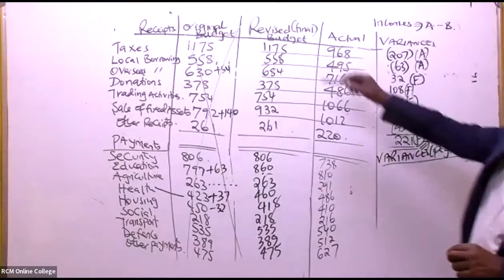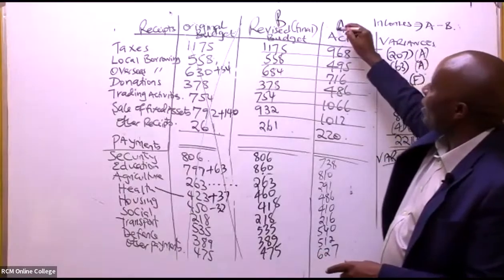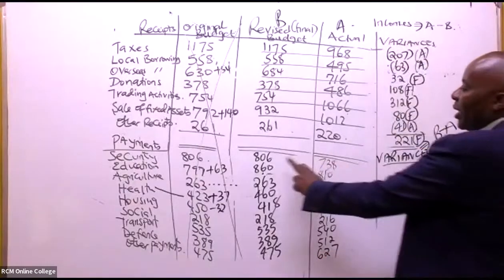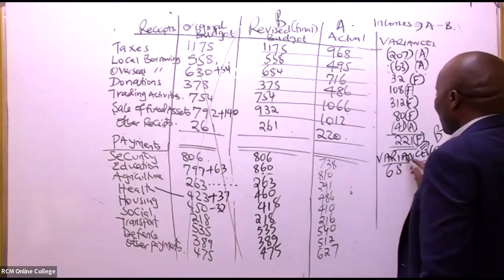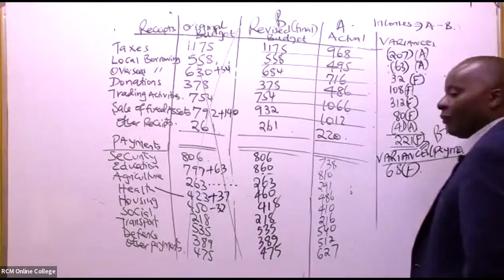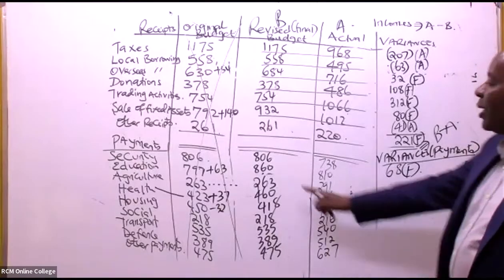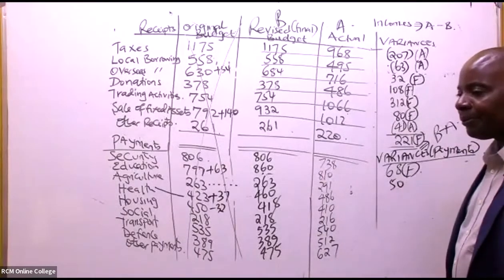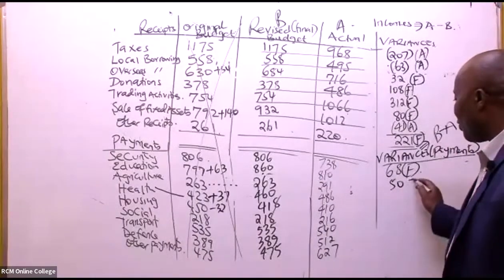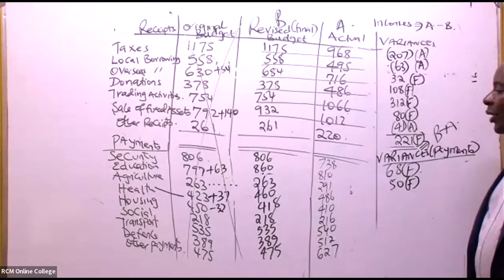So in this case here now, remember this is our B, big B, and this is our A. So in this case here, we shall take 806 minus 738 is 68, and because it's positive, you simply write favorable. The next one will be 860 minus 810, which gives me 50. Positive, favorable, positive, favorable, positive, favorable, and then you continue like that.